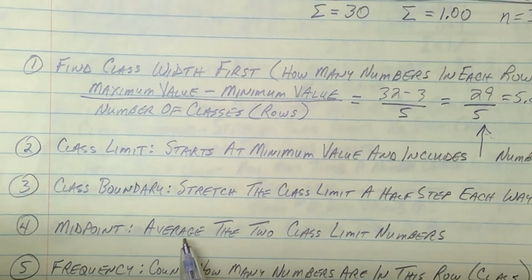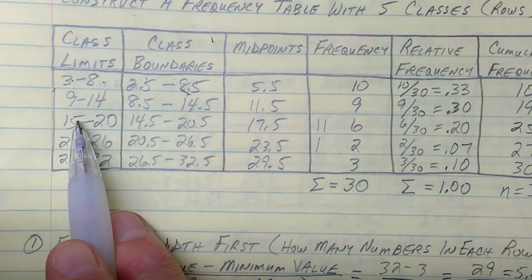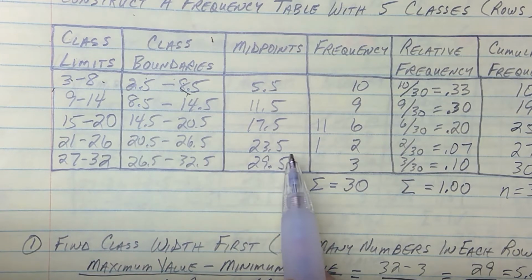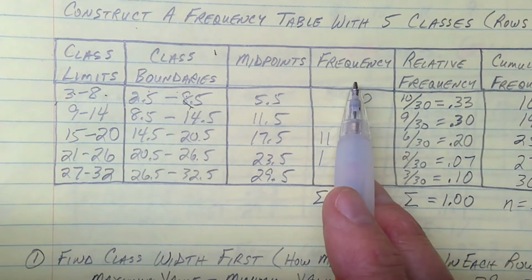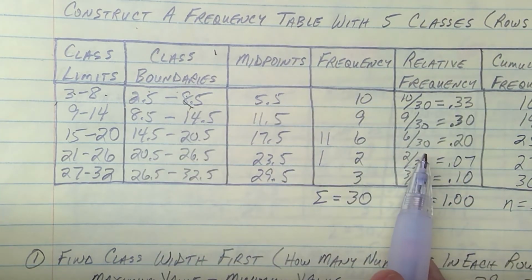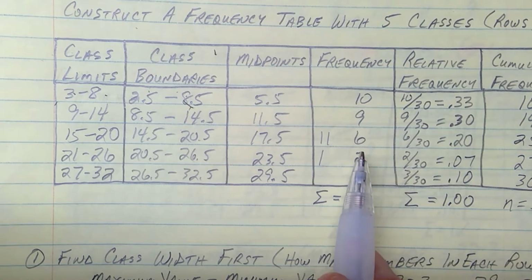So here's the notes on midpoint. Just average the two class limit numbers to find that middle point, the point that is in between these two numbers. All right, now finally, we are ready to deal with frequency. This is called a frequency table, a frequency distribution table. And we're finally ready to count.